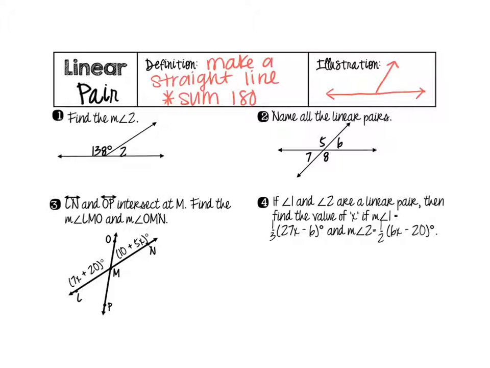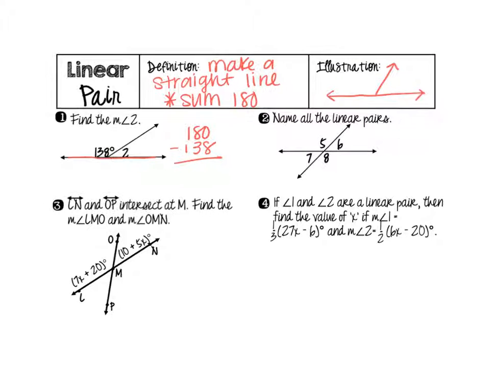So looking at number 1, I know that these have to be 180 degrees because they're linear. They create this straight line together. So 180 minus 138 is going to give me what's left over. So angle 2 is 48 degrees. And looking at number 2, some linear pairs, well, I know 5 and 6 come together to create a straight line. 5 and 7 also, 6 and 8, and 7 and 8 are all linear pairs. Now I want you to try number 3 and number 4 on your own.